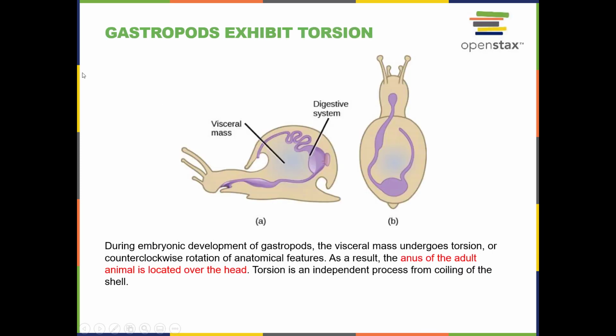So like I was saying, gastropods have this strange characteristic called torsion, which just means the digestive tract twists back over and the anus releases the feces on the head or on the neck. That's specific to the gastropods. Like I said, the other classes of mollusks don't have that particular trait.